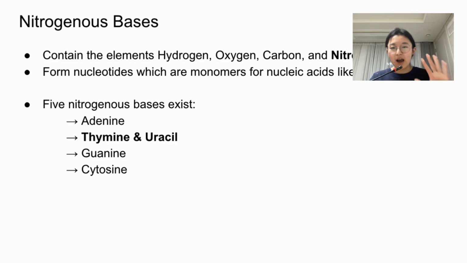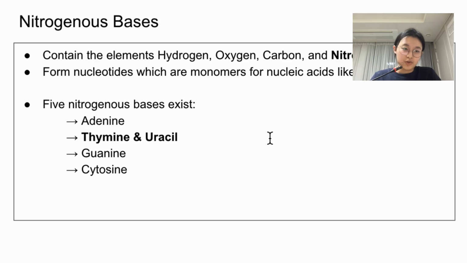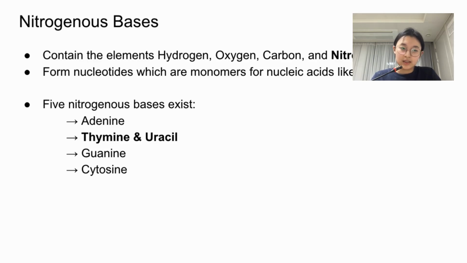We have five nitrogenous bases that are relevant here: adenine, also known as A, thymine T, uracil U, guanine G, and cytosine C. In terms of which nucleic acid uses what, DNA uses A, T, G, C, and RNA uses A, U, G, C. So if you see a uracil base, you can immediately think of RNA, as opposed to when you see a thymine, which you can definitely associate with DNA.